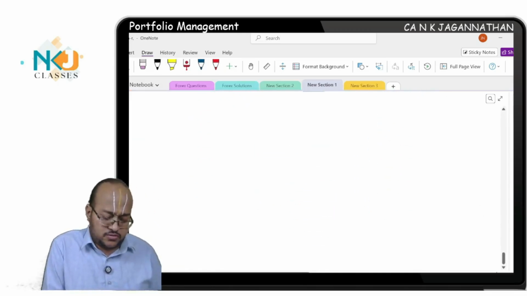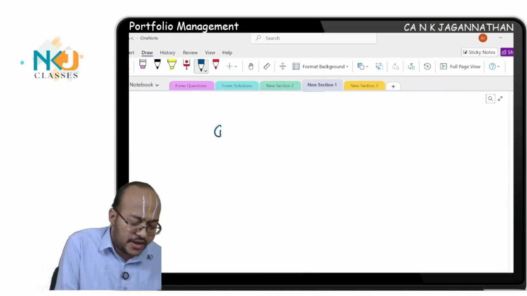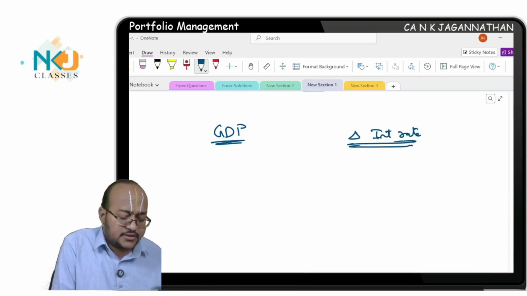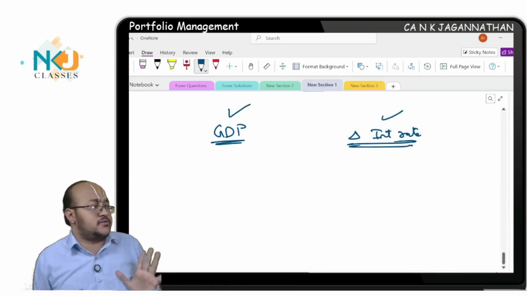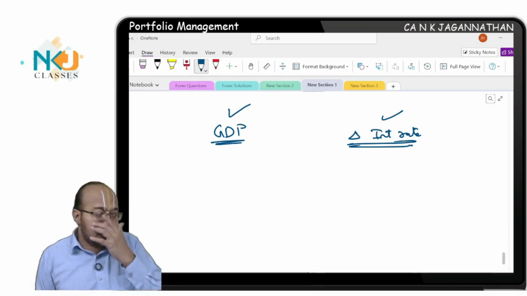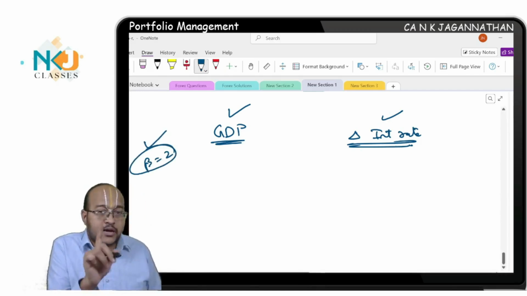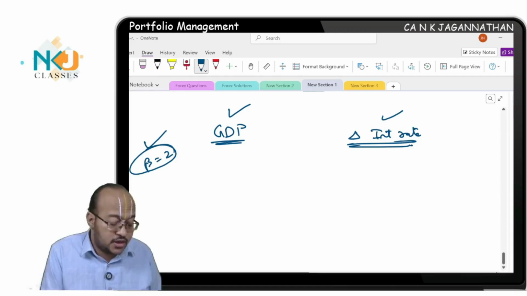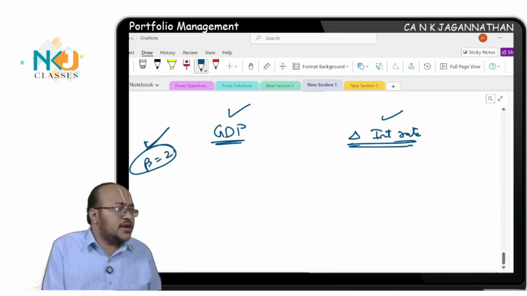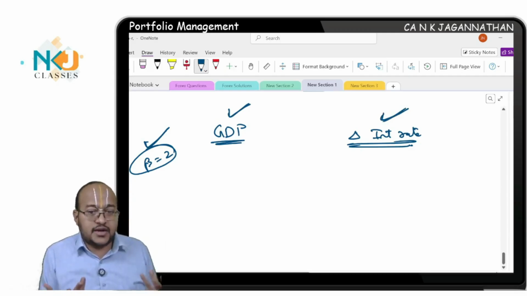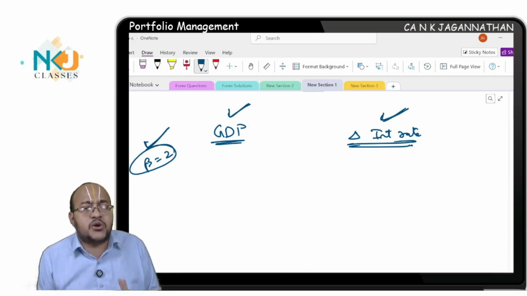Let's take two companies in two scenarios. We have two macroeconomic factors, GDP and change in interest rate. Are you all understanding? If we say the beta is 2 times, considering only the market index as proxy, what are we assuming? We are assuming that all these securities will get affected by different macroeconomic factors in the same manner. That is the underlying assumption because you have taken the market index as proxy, right?